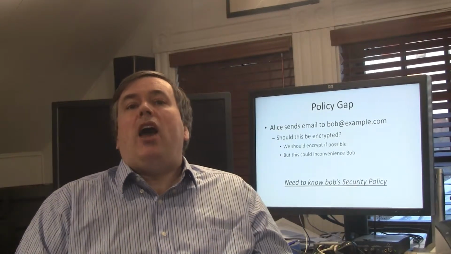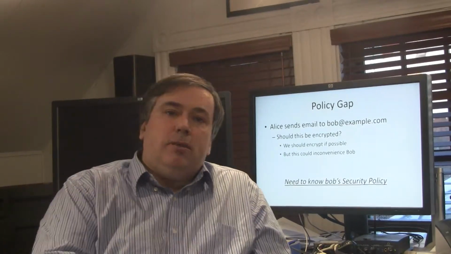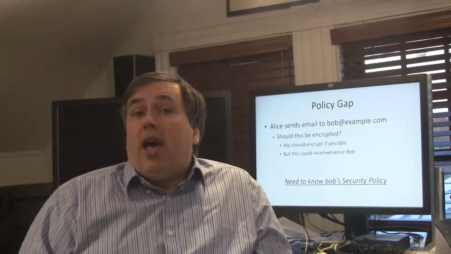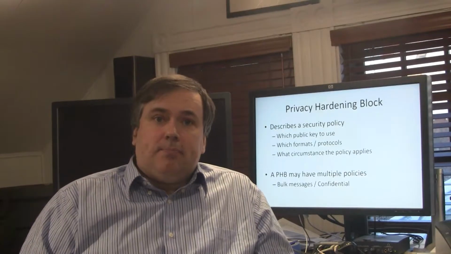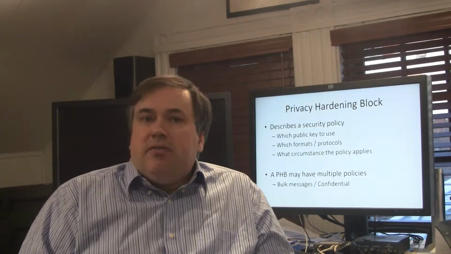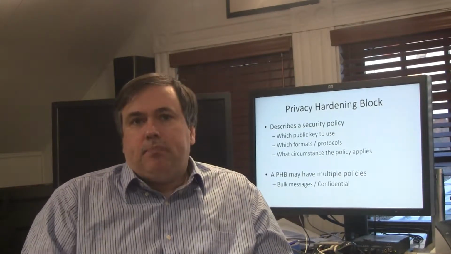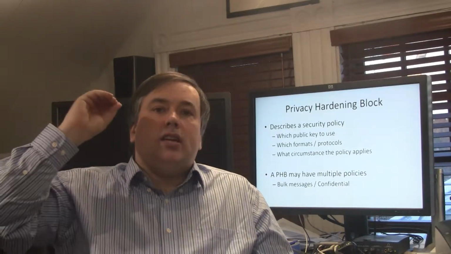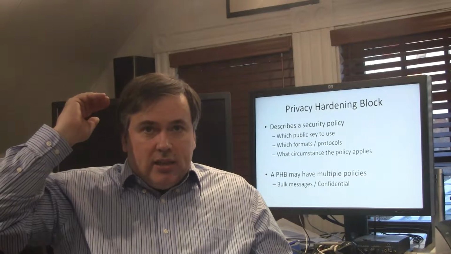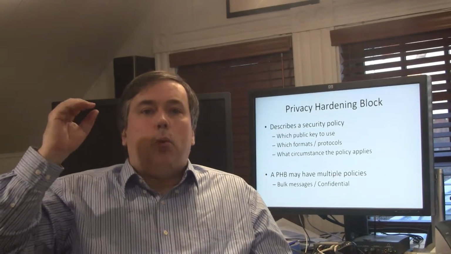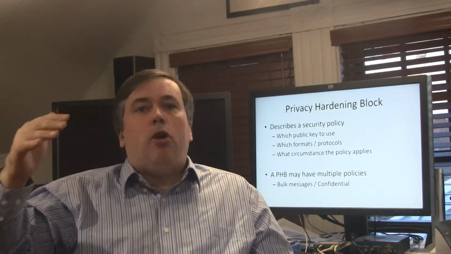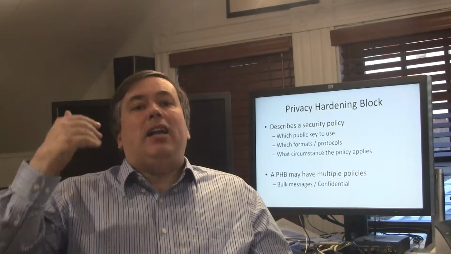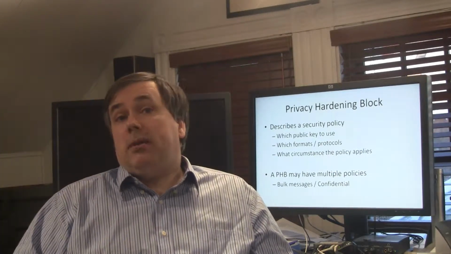So we need some way of knowing Bob's security policy, which means that we need a way for Bob to be able to publish it. And to do this, we use a privacy hardening block, or PHB. A PHB is a description of a security policy, so it's going to tell an email sender which public key to use, which formats, which protocols, and what circumstances the policy applies in.